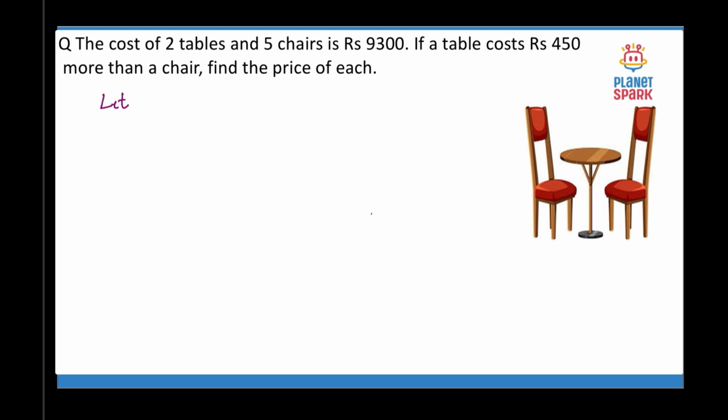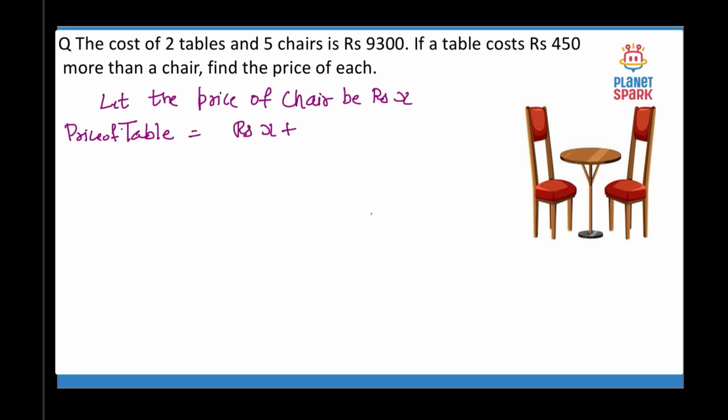So, the table is going to be more expensive than the chair. Whatever is the price of the chair, 450 is to be added. So, let the price of the chair be x. We are assuming the price of the chair as x. Now, if the price of the chair is x, the table is 450 rupees more expensive than the chair. So, that will mean that the price of the table is going to be equal to x plus 450 rupees.